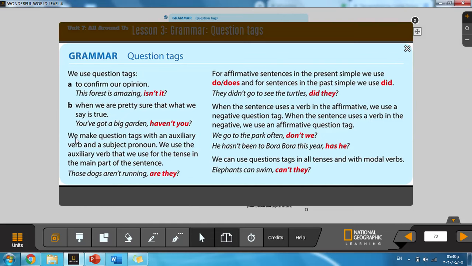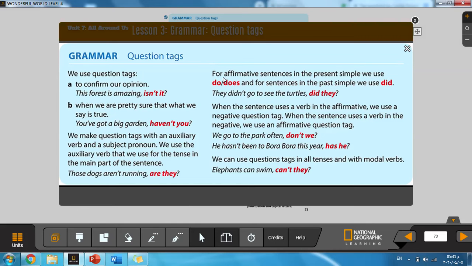Here we make a question tag with an auxiliary verb and subject pronoun. We usually use the auxiliary verb that we use for the tense in the main part of the sentence. Those dogs aren't running, are they? I am asking, aren't those dogs running, or are they running? I am confirming. What do you think? Those dogs aren't running, are they?